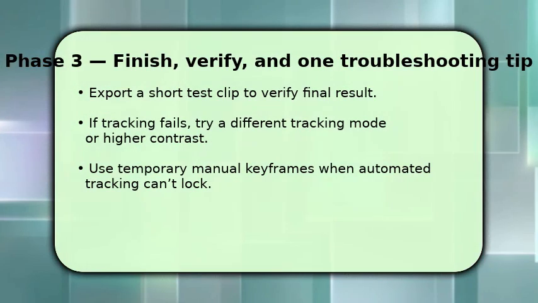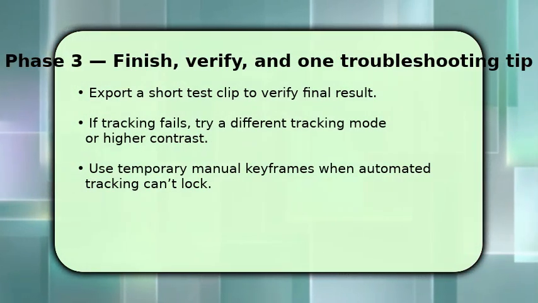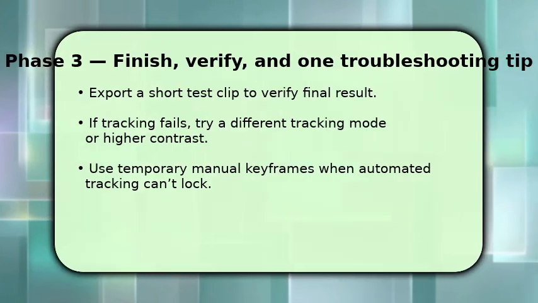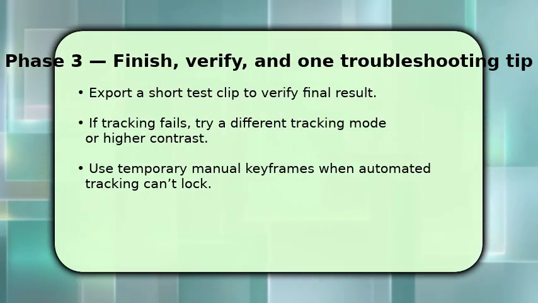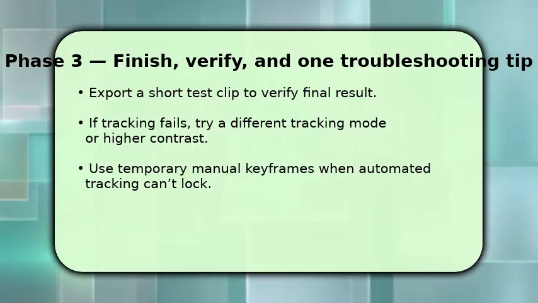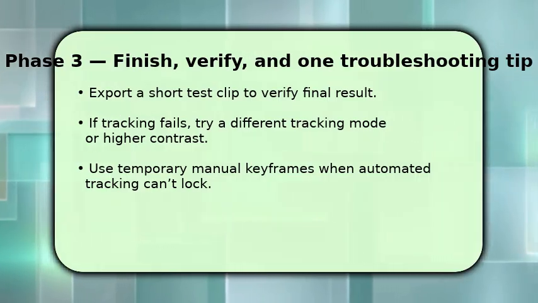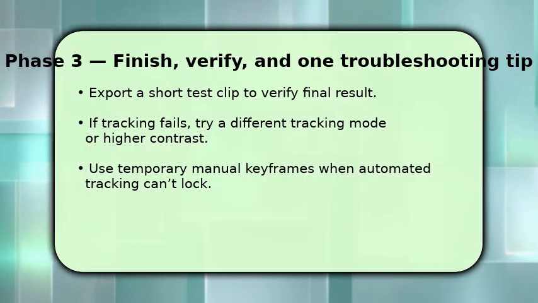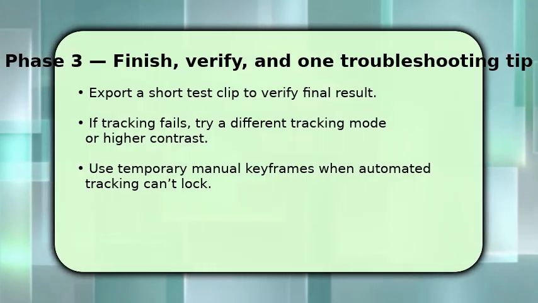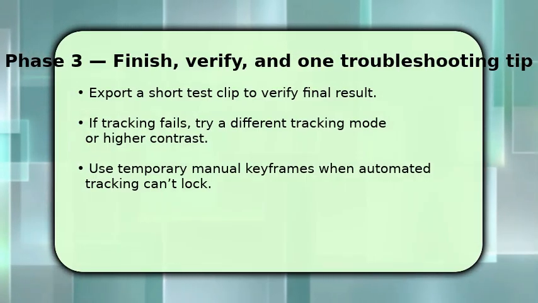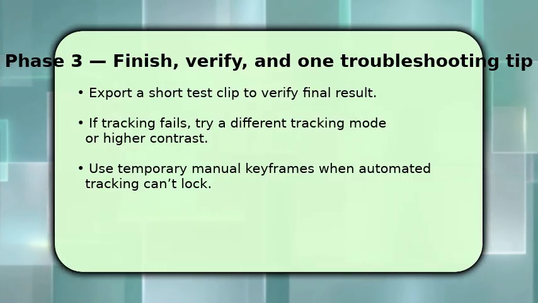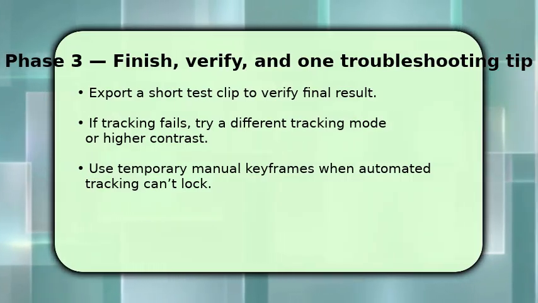Finish by checking timing and alignment. Export a short test clip to confirm everything looks natural. If the automated track fails or pops, switch modes or increase subject contrast, move a high contrast marker onto the subject and retrack. You can also delete a bad segment of keyframes and set a few manual keyframes to guide the software across hard spots.